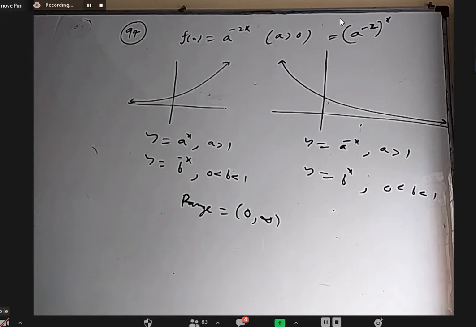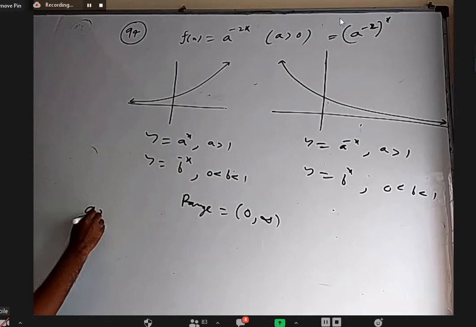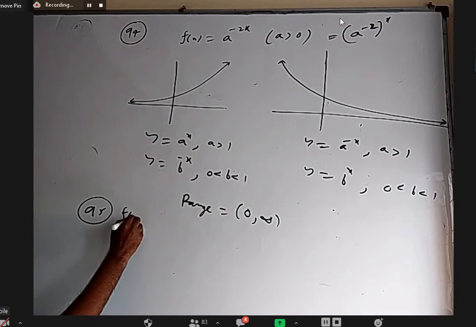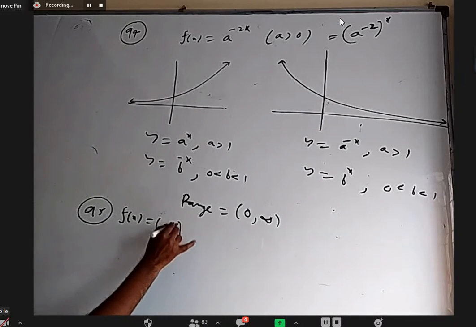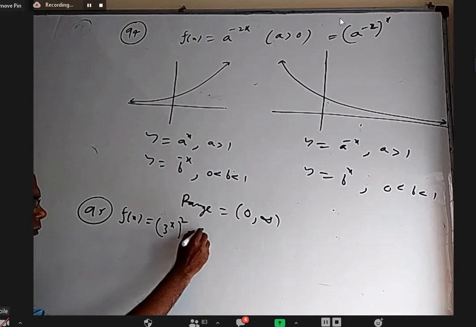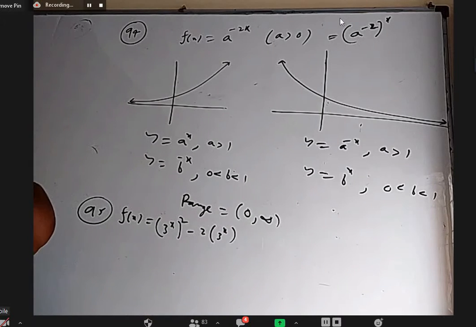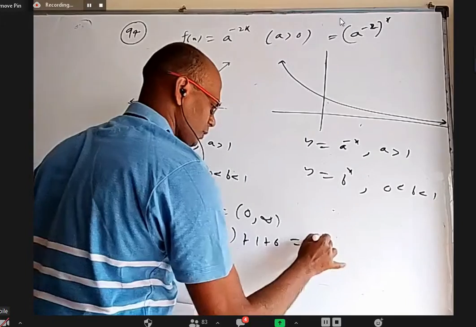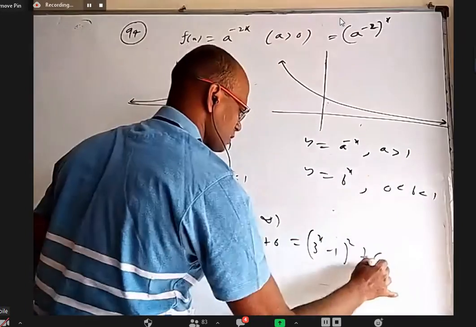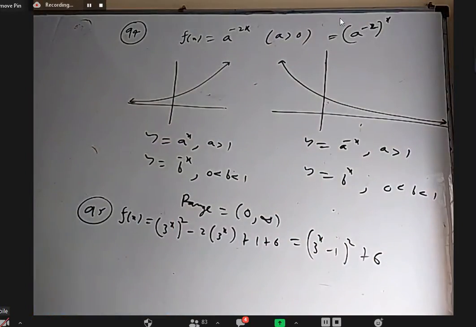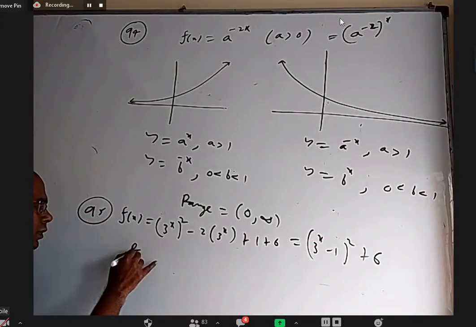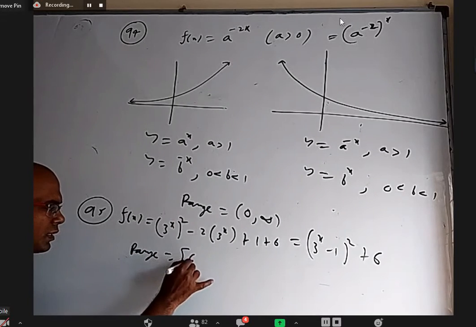Okay, 95, I think, should be very simple. f(x) is equal to 9^x, I can write (3^x)^2 minus 2 times 3^x plus 7, I can write plus 1 plus 6, which is (3^x minus 1)^2 plus 6. Something squared, minimum is 0, maximum infinity, plus 6, or minimum 6. So the range is closed interval 6 to infinity.